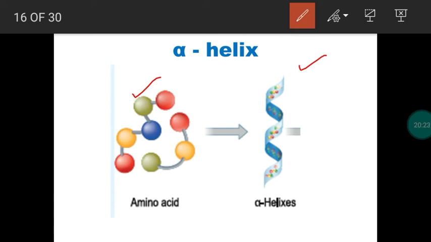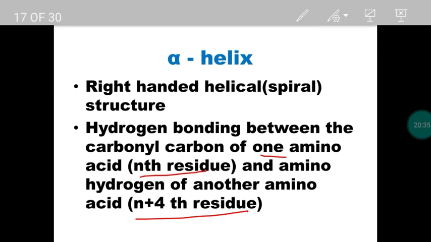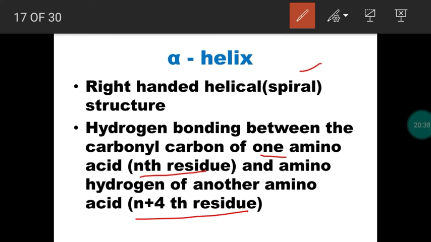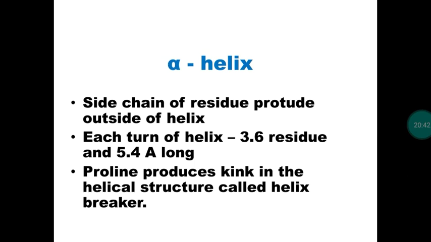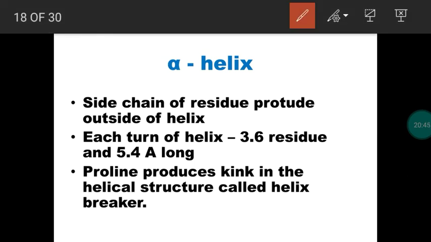Amino acids are combining together to produce a polypeptide chain. Then the polypeptide chain, that means primary structure, is folding to form alpha helix structure. So alpha helix is a spiral or right-handed helical structure. Hydrogen bond exists between N and the N plus 4th residue. Then in alpha helix, the side chain of the residue, the side chain of the polypeptide chain will be pointing towards outside.